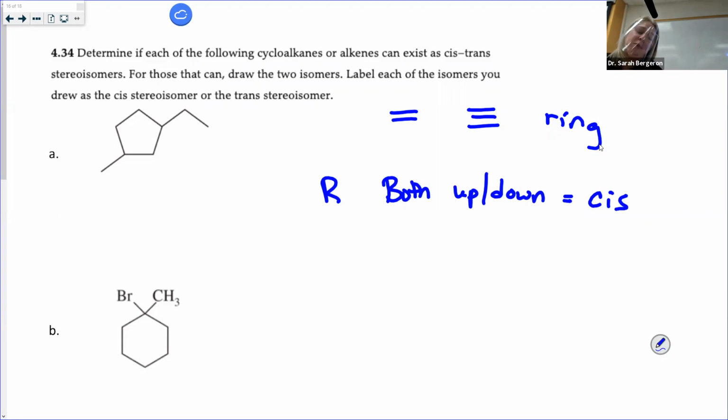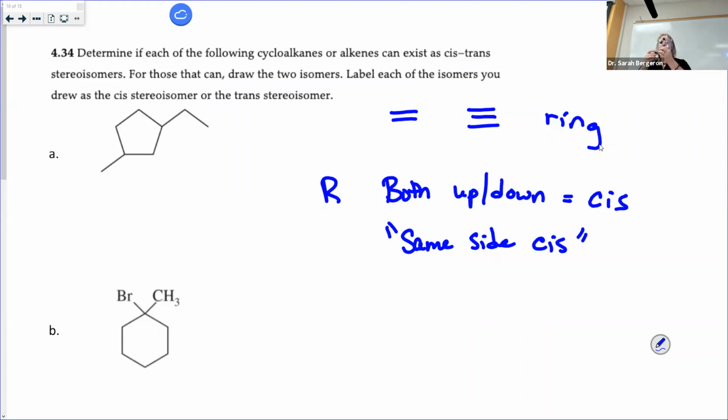So my little mnemonic for that is same side cis. You hear the S and everything? I know it's a C, but it sounds like an S. Same side cis. Okay, I cannot rotate this. So what I'm actually going to have to do in order to show you the other isomer is to actually take the groups off and reposition them.